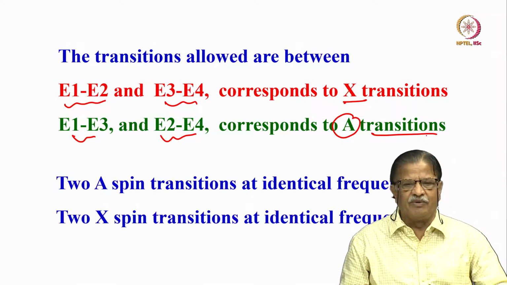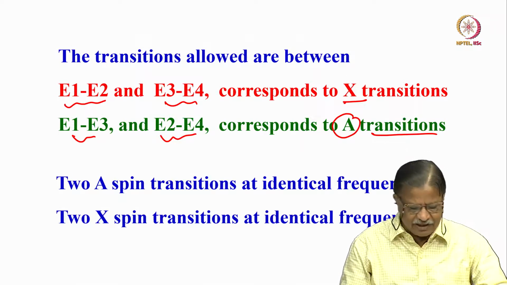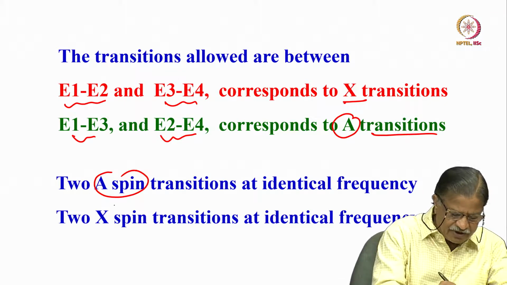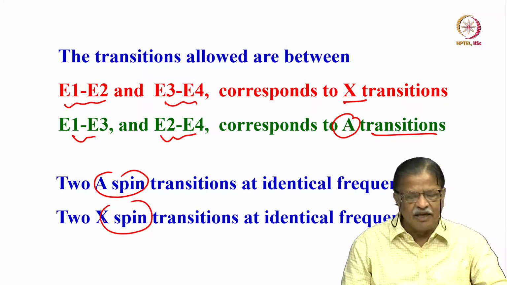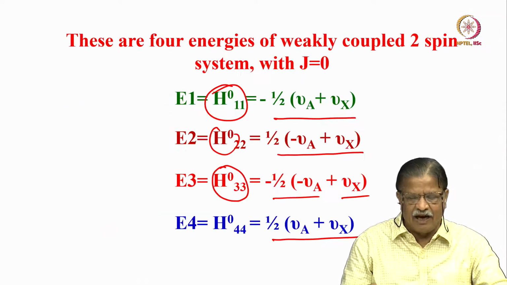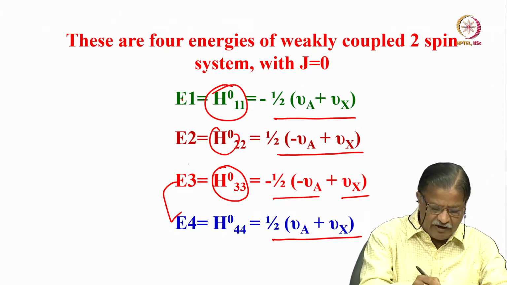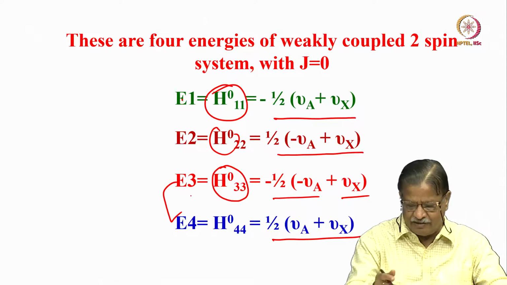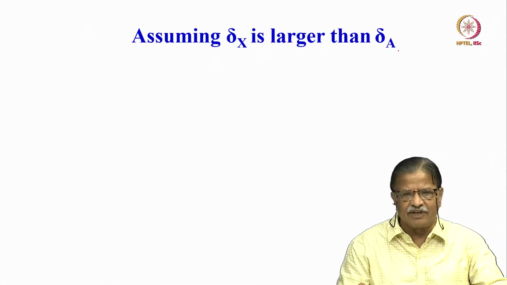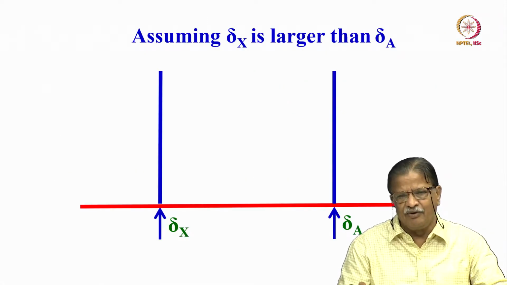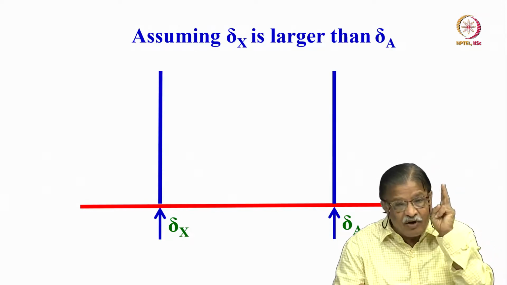We will work out what E1 minus E2 is. Essentially, you have 2 A spin transitions and 2 X spin transitions. If you go back and calculate here, you will find the differences E1 minus E2, E3 minus E4, E1 minus E3 and E2 minus E4. These are simple linear equations, and you will find 4 frequencies, 2 of them overlapping.